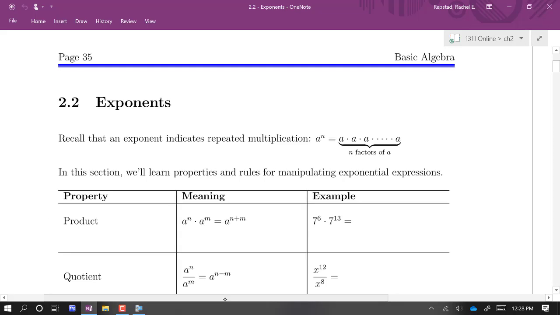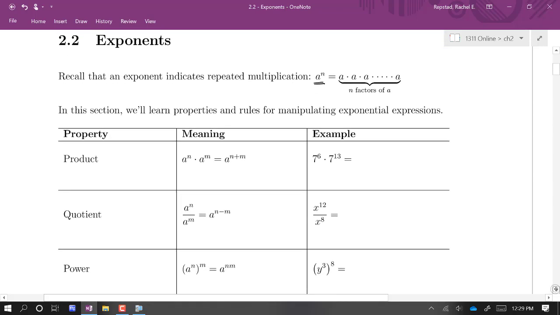All right, in this section, we're going to examine some properties that allow us to simplify exponential expressions. So first, just a reminder what it means if we're raising a to a positive integer exponent. That exponent indicates how many factors of a that we have, how many times we're multiplying a by itself.